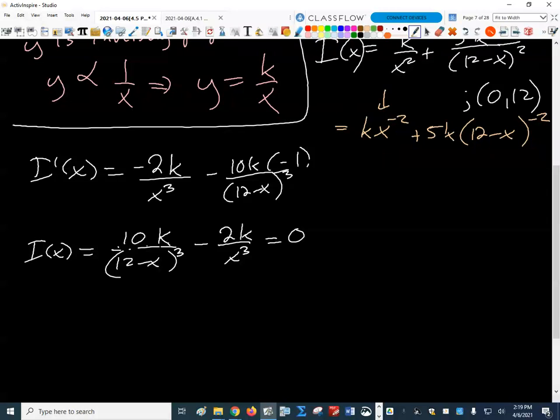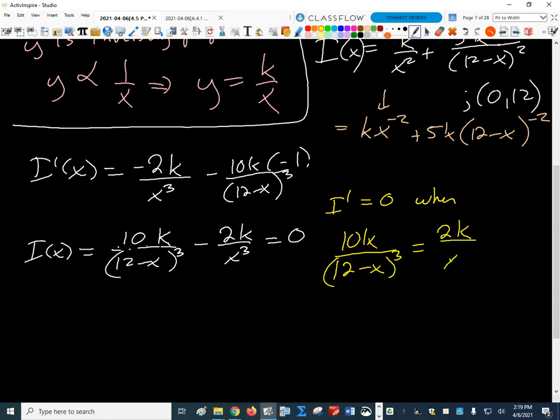And I want to find the zeros of that. Obviously, that's undefined at 12 and 0, which are not in my domain. Where is that equal to 0? Well, I could just add this term to the other side, couldn't I? I don't want to do that because I want to be able to plug stuff into this expression. So I prime equals 0 when this term equals that term, right? 10k over 12 minus x cubed equals 2k over x cubed.